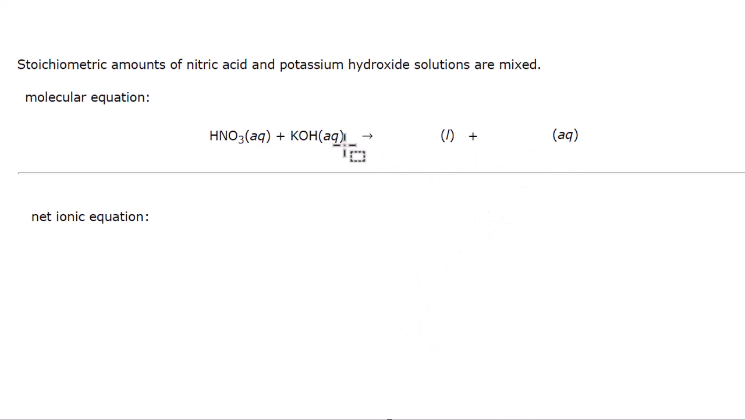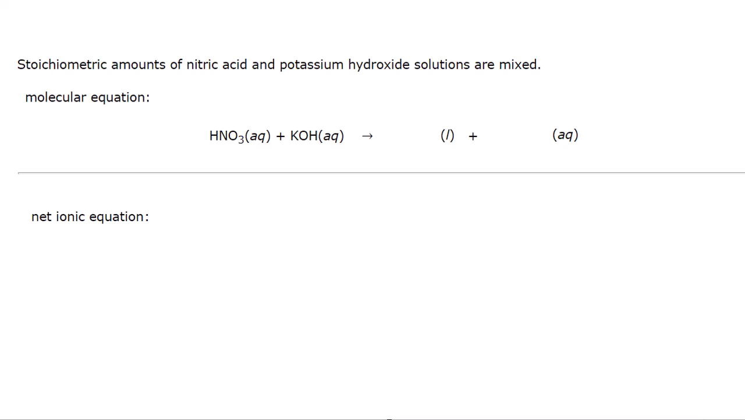Chemistry problem where we're to complete the reaction, write the molecular and the net ionic equation. Now in this reaction we've got two aqueous solutions. We've got nitric acid and potassium hydroxide. Now this type of reaction is one where we're going to have a switching of places. And we call this a metathesis reaction.